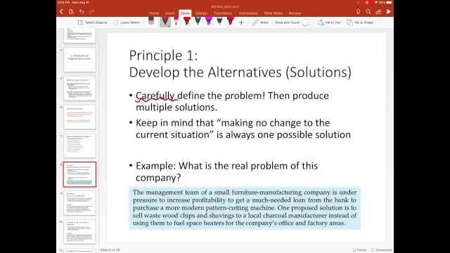Now let's take a look at this example. What is the real problem of this company? This is a complicated case, and that's where you have to carefully define the problem first. The management team of a small furniture manufacturing company is under pressure to increase profitability to get a much needed loan from the bank.